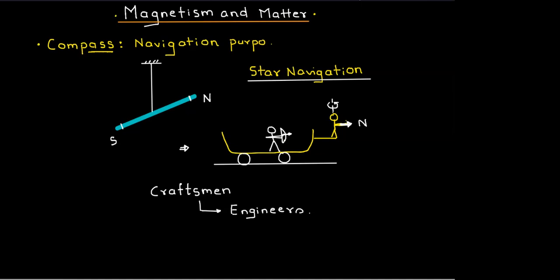Right now you are attending classes, and the memory of your laptop or mobile phone, the hard disk and everything, is made up of a magnetic property of matter. So that's the reason why we are studying this chapter, and we should know the basics of it at least in class 12th.